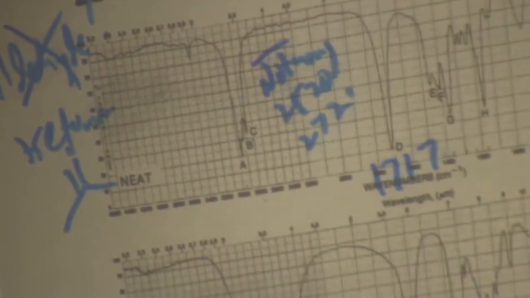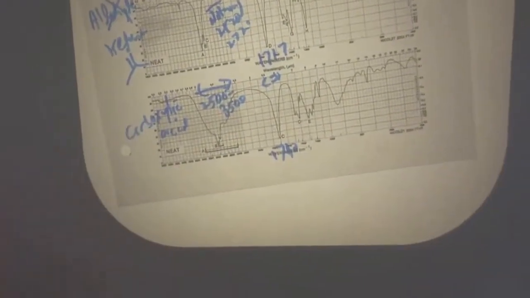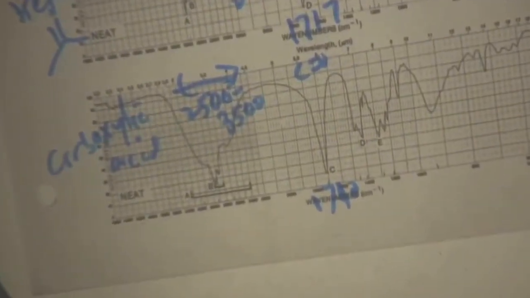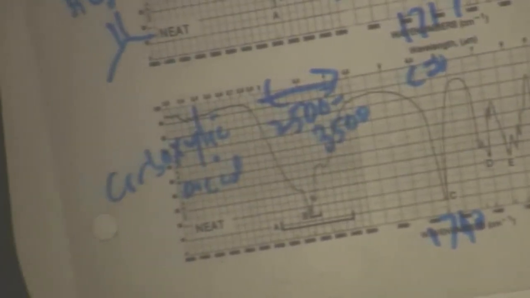Last one, carboxylic acid. That one screams carboxylic acid. We've got this carbonyl at about 1710. We've got this big ugly band over here at about 2520 to 3500. And so if you're on top of things like that, you're in pretty good shape.